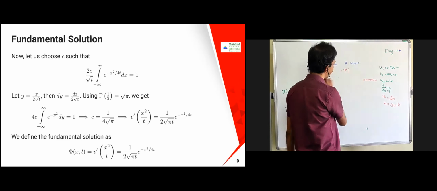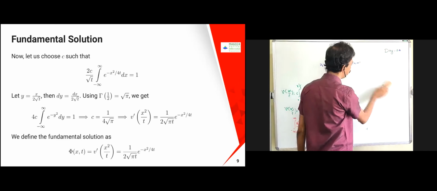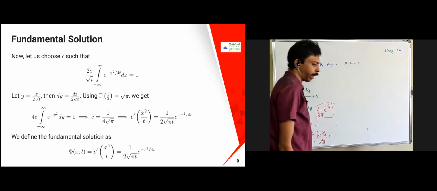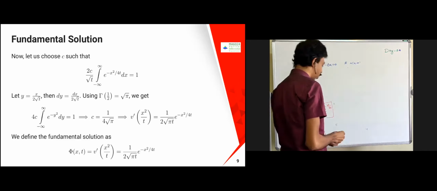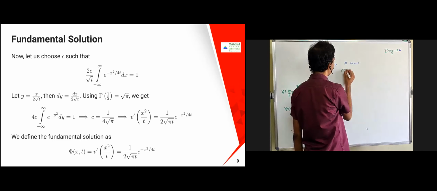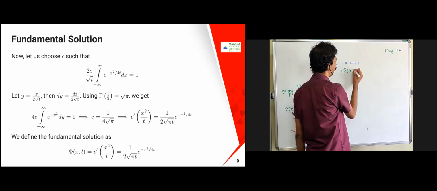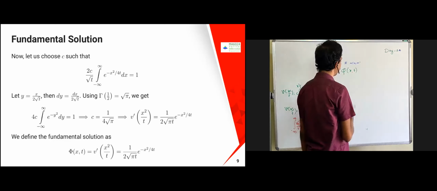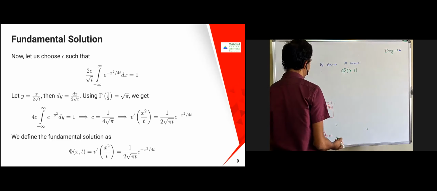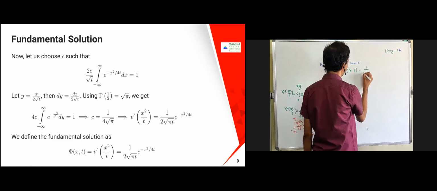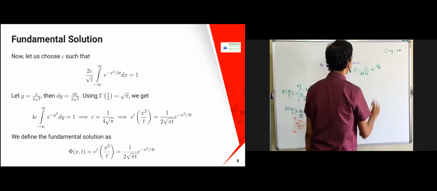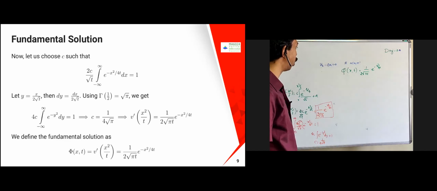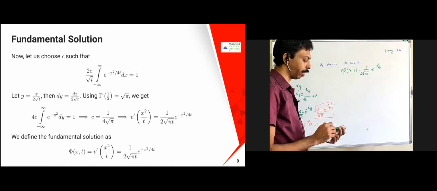Okay. So this is called the fundamental solution of the heat equation. This I am just going to define, phi of x comma t. Already we know some phi of x in the Laplace equation. So now this is the fundamental solution for the heat equation. So phi of x comma t is equal to 1 by square root of 4 pi t, e power minus x square by 4t. Okay, so this is called the fundamental solution of the heat equation.